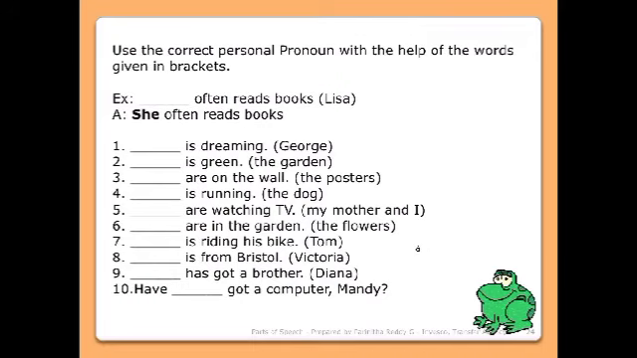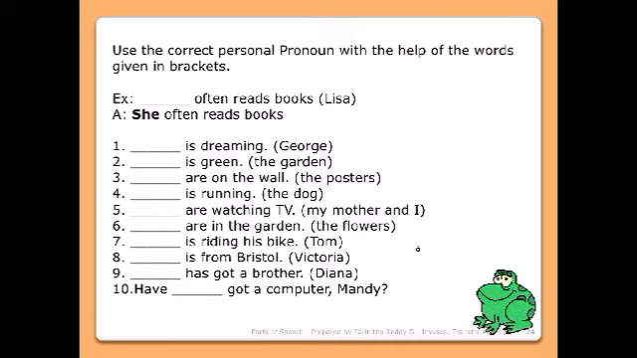Now here are the fill in the blanks. Use a correct personal pronoun to replace the words given in the brackets. For example, dash often reads the books, and the bracket says Lisa. Now you want to replace Lisa, and you know very well that for females we use she, and for males we use he. So you have to put in the blank: she often reads books. Okay. Dash is trimming. George is a male, as its name implies. He is trimming.